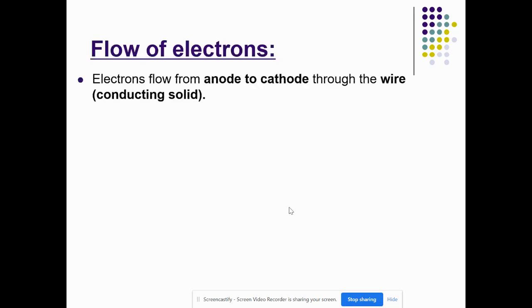Our flow of electrons: electrons flow from anode to cathode through the wire. It's a conducting solid. So remembering the flow of electrons, that's important. You're always going to be asked where it flows. I just remember it flows in alphabetical order. A to C, it flows from anode to cathode through the wire. So that's your direction of flow for your electrons.